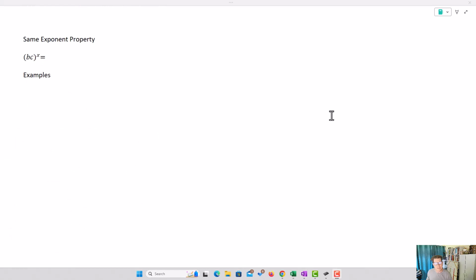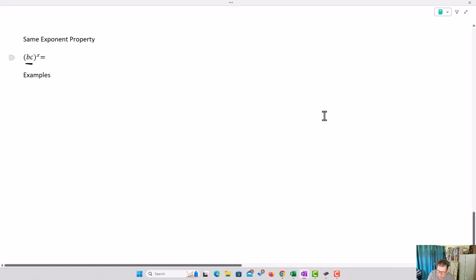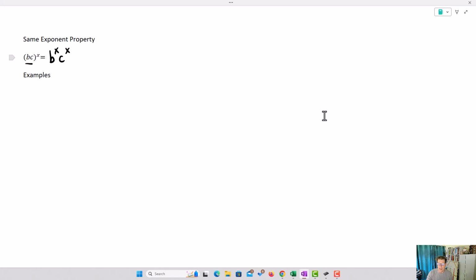All right, so now the last property we're going to look at, we're going to call the same exponent property. In all of our previous examples, the base was in fact the same, and that allowed us to expand or contract our exponential statement. In this case, that's not going to be the case. What we have instead is bc to the x. So we've got two different bases, but this is then going to be b to the x, c to the x. The exponent is in fact the same, but the bases are different. And that basically means we can distribute the exponent.